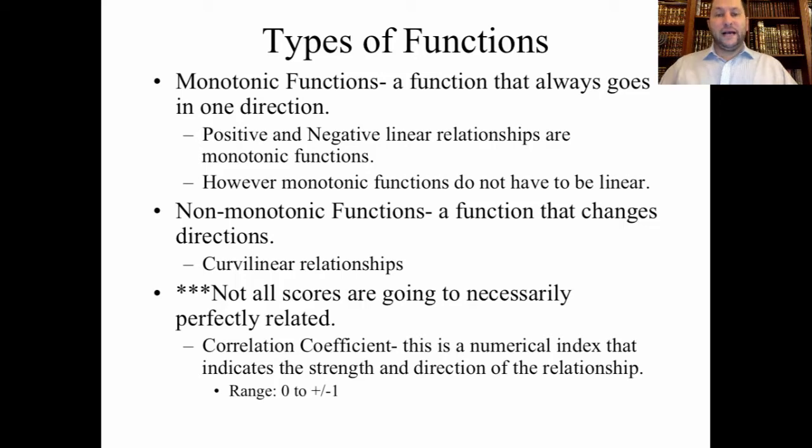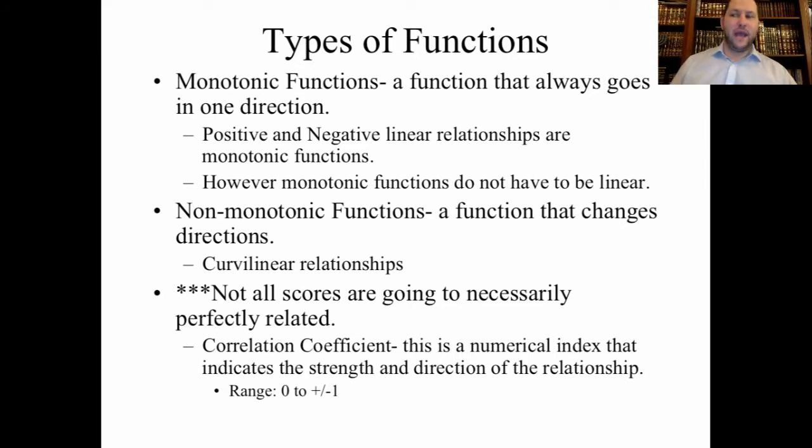So in last class, we talked about different forms of functions. We talked about positive linear functions, negative linear functions, curvilinear functions, and no relationship. They could be divided into either monotonic or non-monotonic functions. It's important to note when we use the term monotonic, mono means one tone. It goes in one direction, never changes direction.